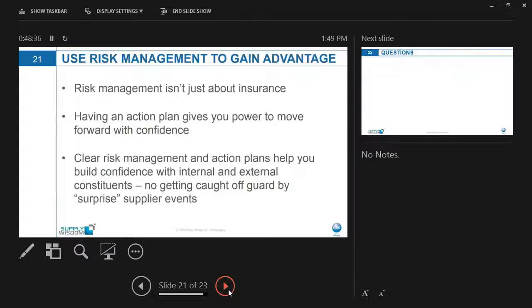Clear risk management and action plans help you build that confidence. It helps you build confidence not just for yourself and for your team, but with your internal and external constituents. So if you actually start to think about everybody who cares about your suppliers, in the examples we were giving earlier about your customers, we see a lot that customers care more and more about who your suppliers are, and if your supply base has things like conflict minerals in it.